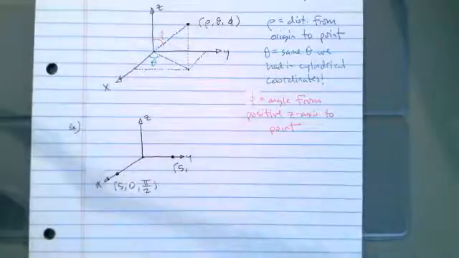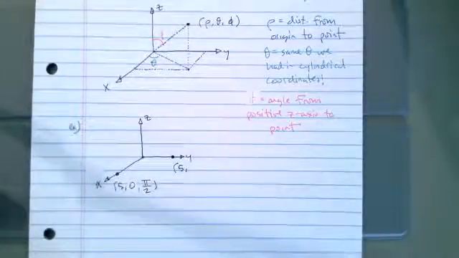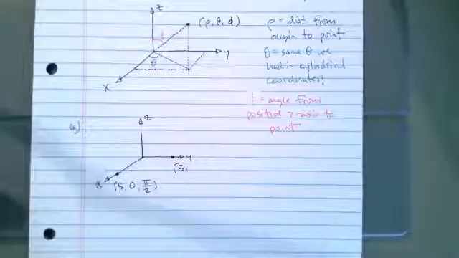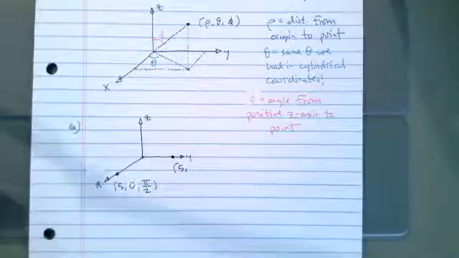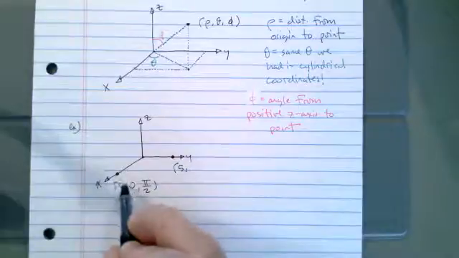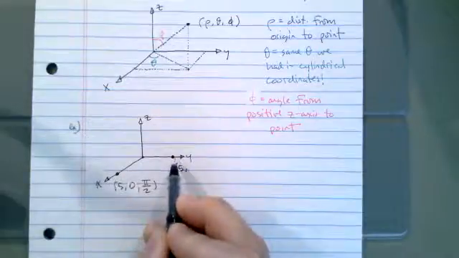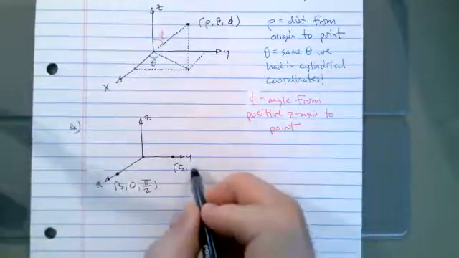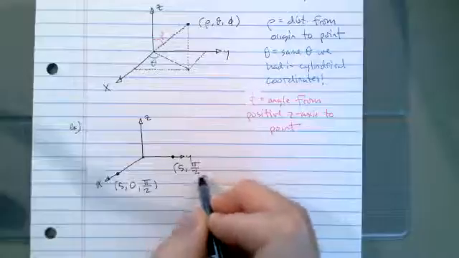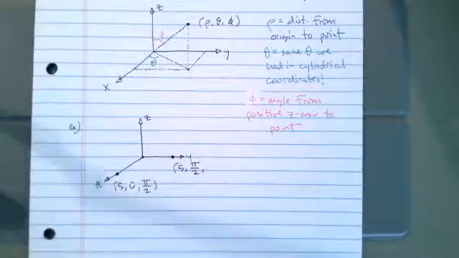What is theta at the y-axis? So now I have a point on the y-axis. And what's theta? Theta is now 90 because we measure from the positive x-axis and swing out to that point in the xy plane, and that is 90, or pi over 2 radians.